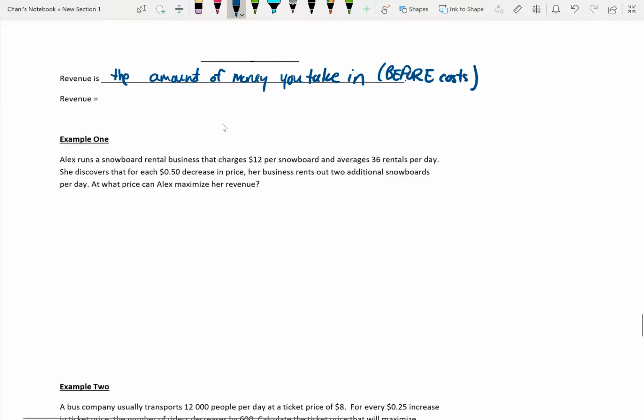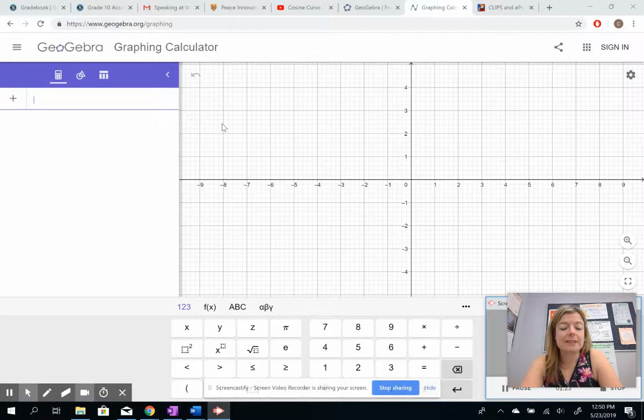So in general, the formula for revenue is the number of items, so that would be like 50 t-shirts, times the price per item. That seems pretty basic, and it is if you're just looking at a fixed price and a fixed number of items that you're selling. But in these questions, we're looking at how revenue can change as the price that you're selling at and the amount that you sell changes.